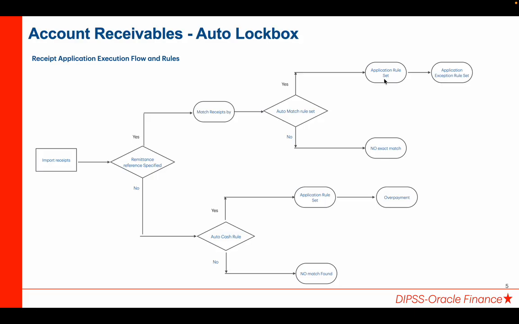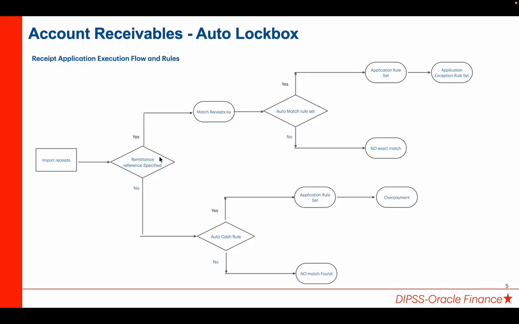Then based on that, if it is an exact match in the auto match rule set, then the application rule set will be triggered. And if it is an over or under payment, then the application exception rule will be triggered. If the auto match rule set is triggered, but the system is not able to identify, then there is no exact match. It will check for the customer or transaction recommendations.